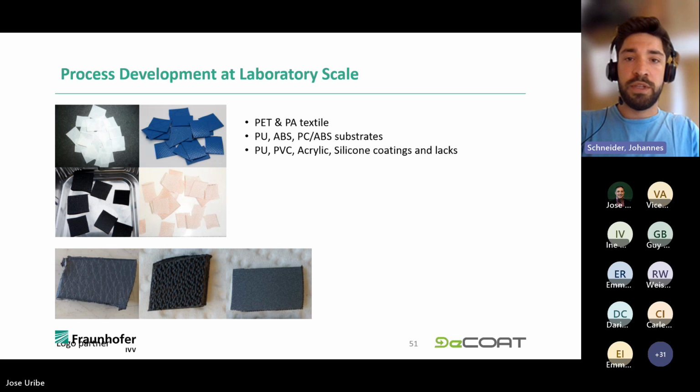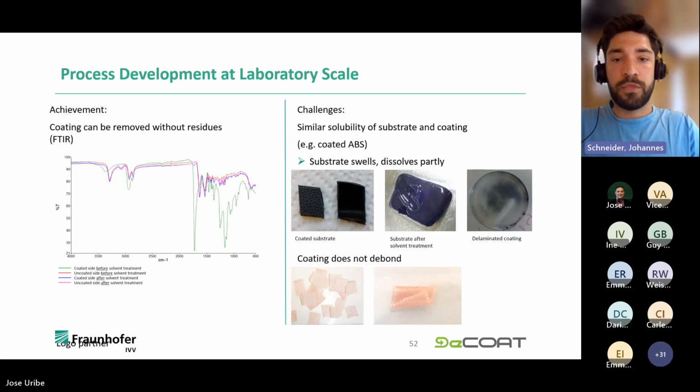And on the next slide, we see that for most of the combinations tested, we could successfully debond the coating from the substrate material without any residues, which was confirmed by FTIR measurements. But of course, we also had some challenges. For example, when the coating and the substrate material had a similar dissolution behavior.